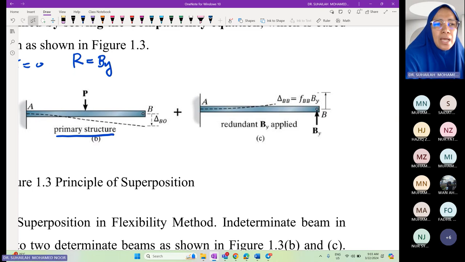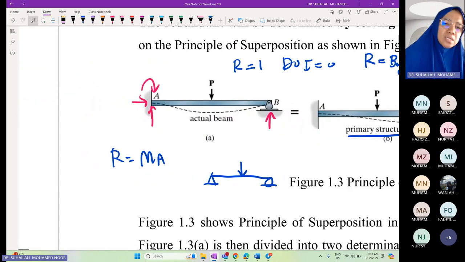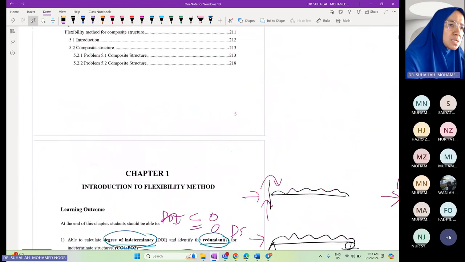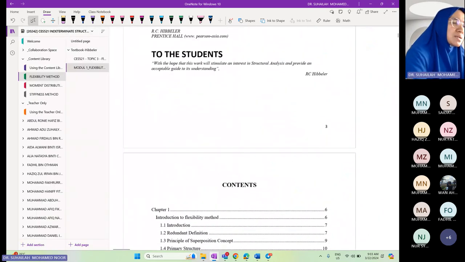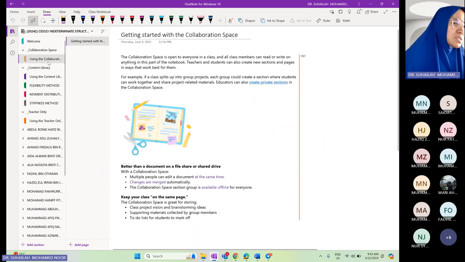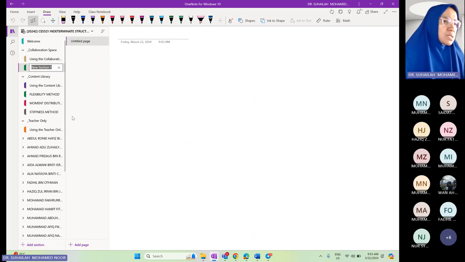Okay? Boleh? Sekejap lagi, everyone dah boleh upload. Saya nak lepas ni, saya akan buka satu page dalam collaboration space ni, so that saya nak you respond dekat collaboration space ni. Saya add one for flexibility method. Yang ni you boleh upload direct.